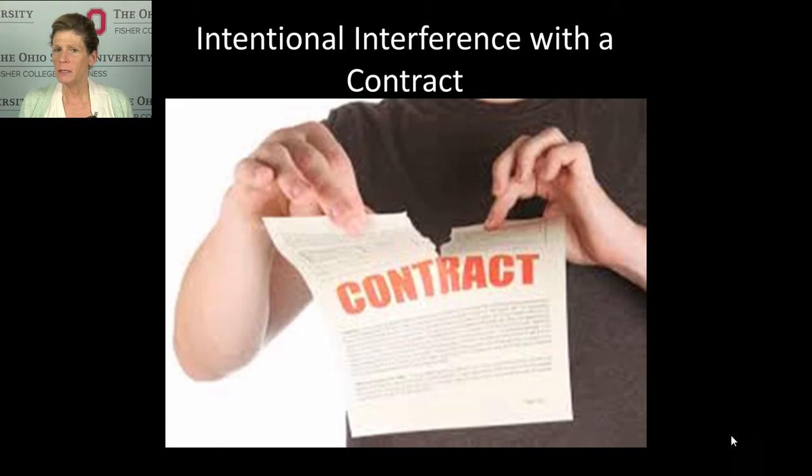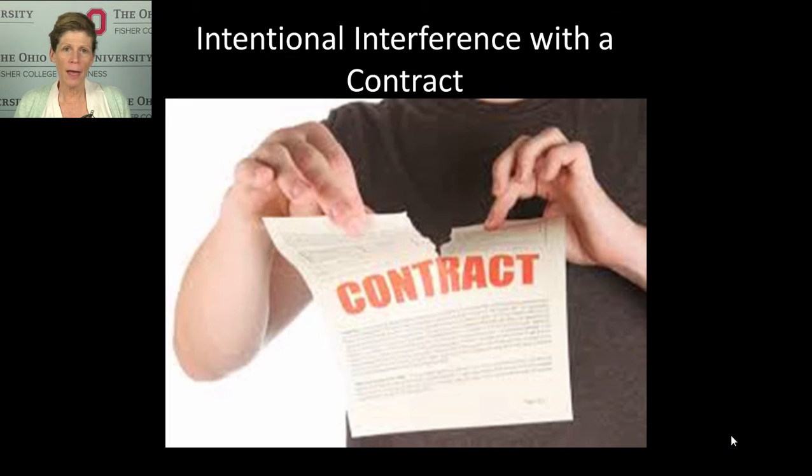So somebody has an employment contract and another competitor comes in and they really want that employee, and they somehow cause them to breach that contract. And a lot of times in those situations, the competitor company that is hiring the employee away will pay the damages that are involved with that intentional interference because they want to have that employee so much.